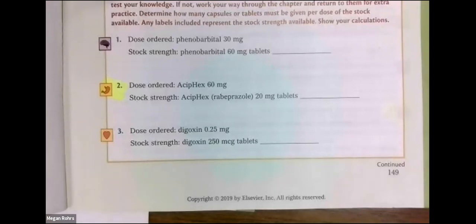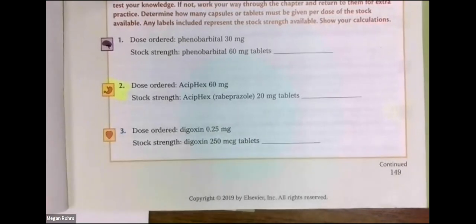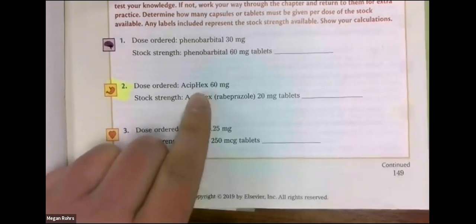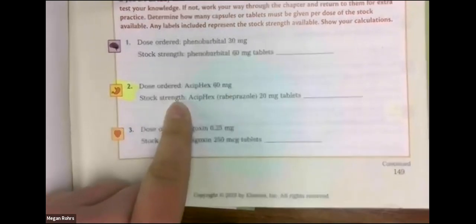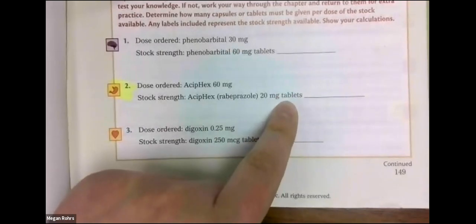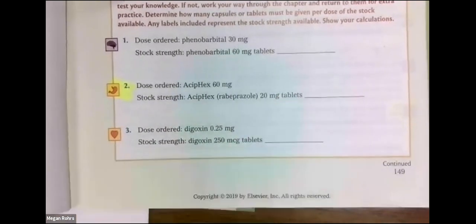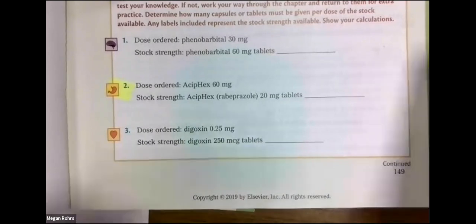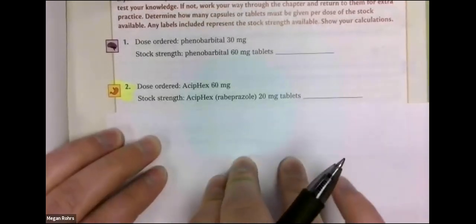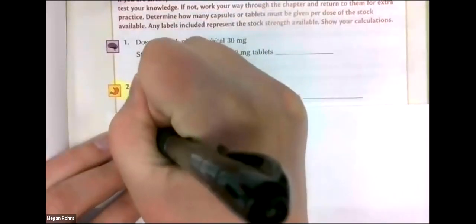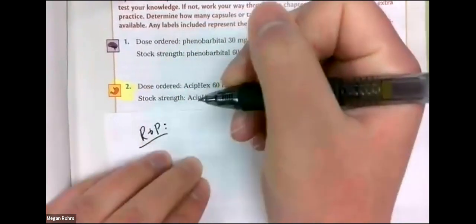All right, so I'm going to do number 2 on the pre-test here. We're on page 149. Here we have the dose that's being ordered, which is 60 milligrams, and what we have in stock are 20 milligram tablets. I'm going to do this both with ratio and proportion and dimensional analysis, that way, whatever method you prefer, you can do as well.